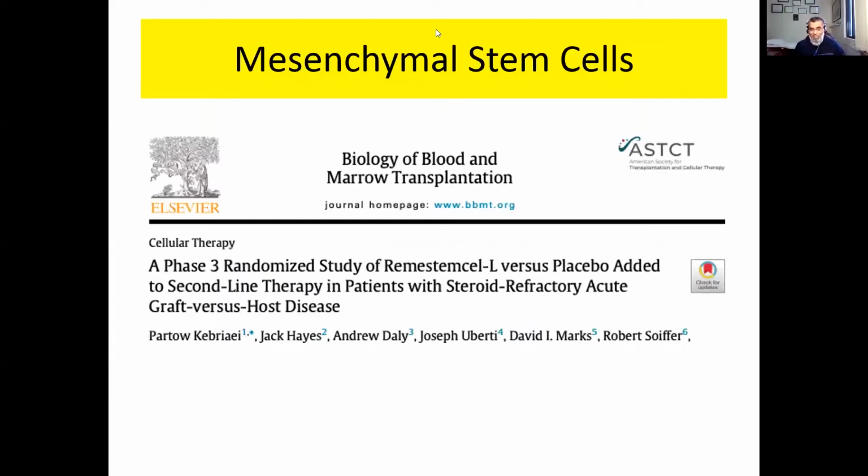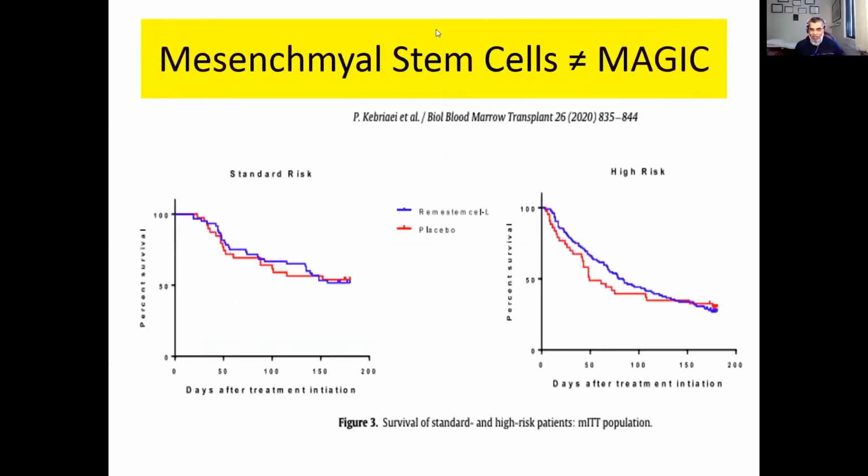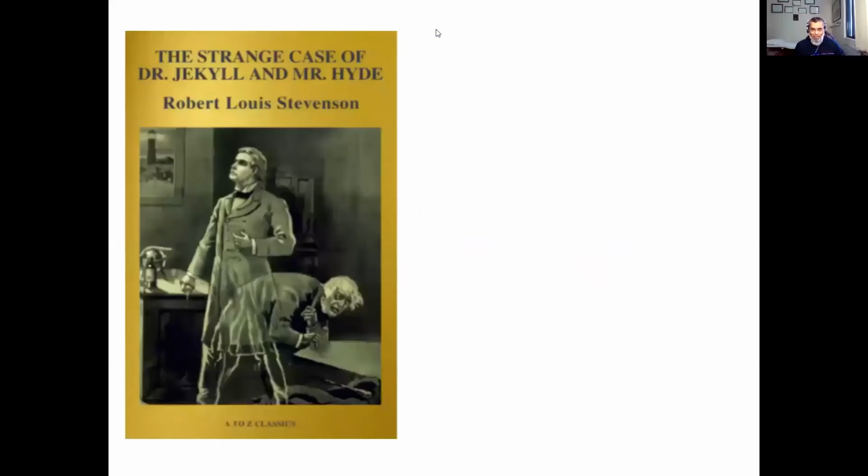We had a lot of hope in mesenchymal stem cells, which again are regulators that are supposed to raise the good T cells, the Dr. Jekylls, and decrease down Mr. Hyde. But the phase 3 trial did not show any magical effect. Some borderline data in high-risk patients, but in general, at this time, based on this publication in 2020, mesenchymal stem cells are not the hope, probably more hype.